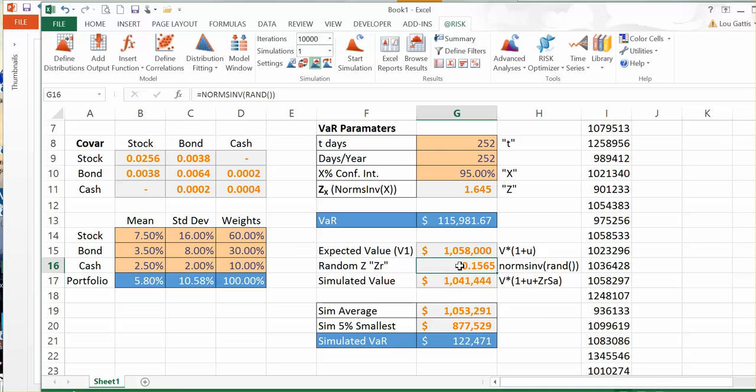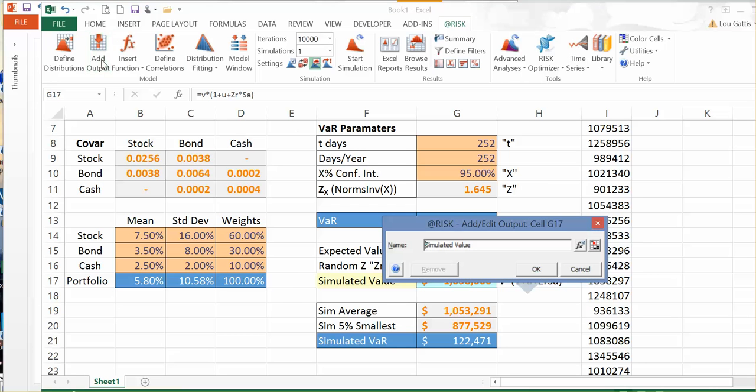So to do that, in @RISK, I can take this NORM.S.INV(RAND()) and replace it with RiskNormal(0,1). Now 0 is going to sit in the cell, and if I hit F9, nothing happens because this is not a random number in Excel. Only when I run an @RISK simulation will this number take on 10,000 values. And then I'll take my output, the cell that I want to look at the distribution of, that is a function of this RiskNormal(0,1).